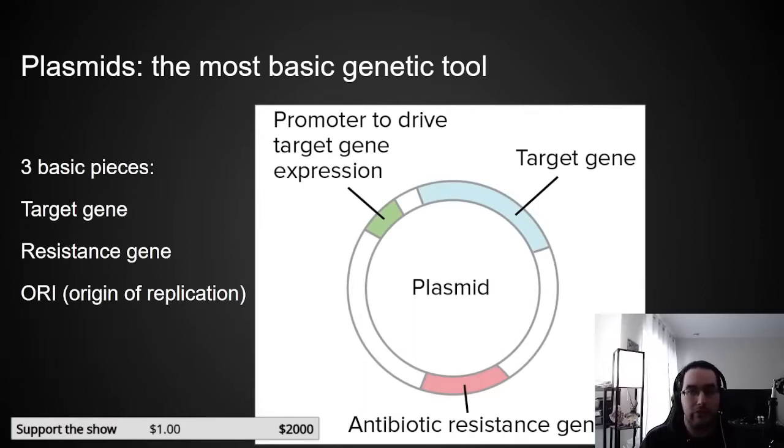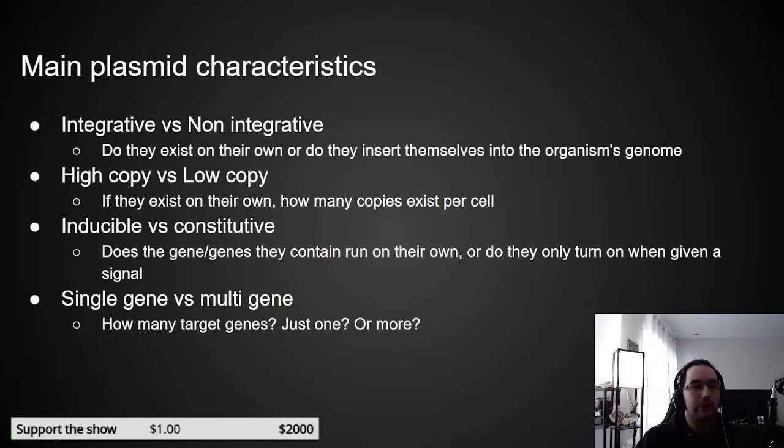So this is where we get into high copy versus low copy. And I think on the next, yeah, okay. So these are the main characteristics of a plasmid. So basically, when you're designing DNA, these are all the sorts of things that you need to be taking into account because they're going to ultimately set the properties of the thing, right?